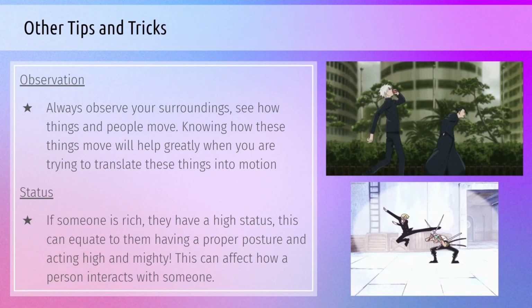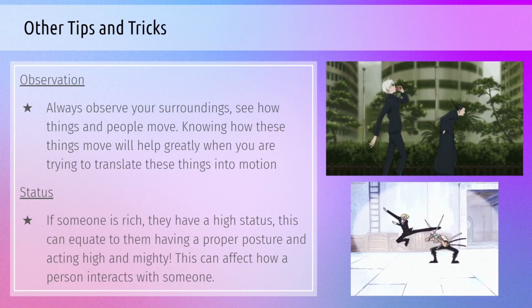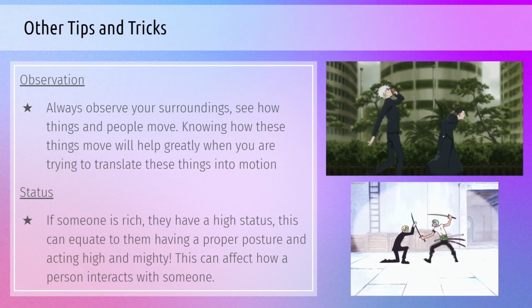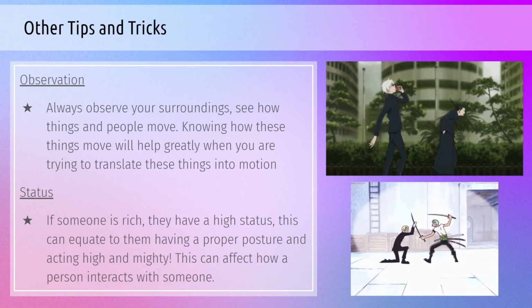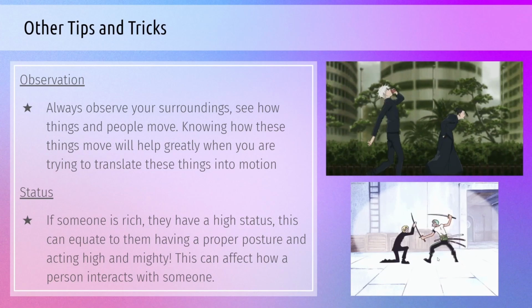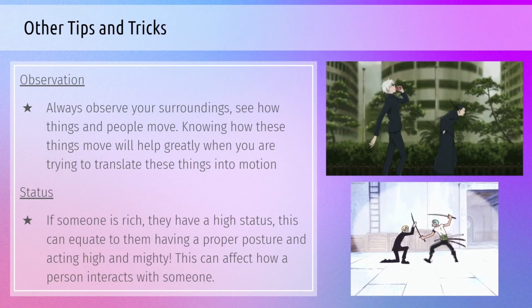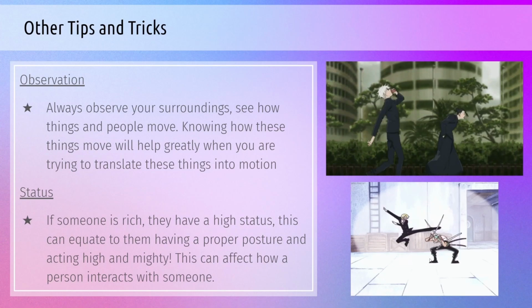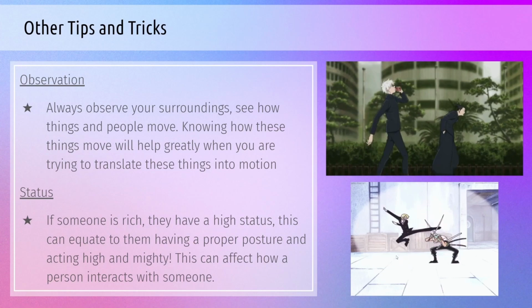So it doesn't always just have to be, oh, it's a rich guy. What if that person is a shy character? They're going to be more inward. They're going to hunch over a little bit. They're going to be more submissive. All that stuff factors into status. I put Sanji and Zoro here because their statuses are kind of similar. If their statuses are similar, they might just clash with each other a lot. You never know.